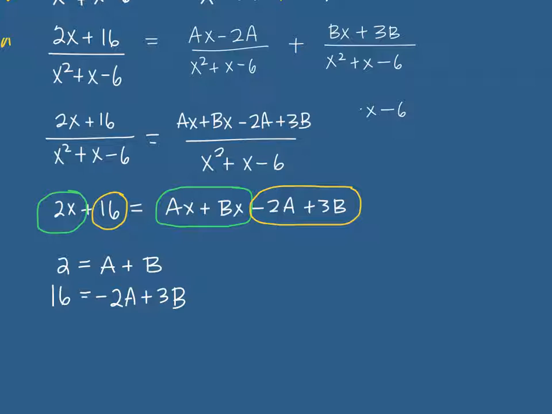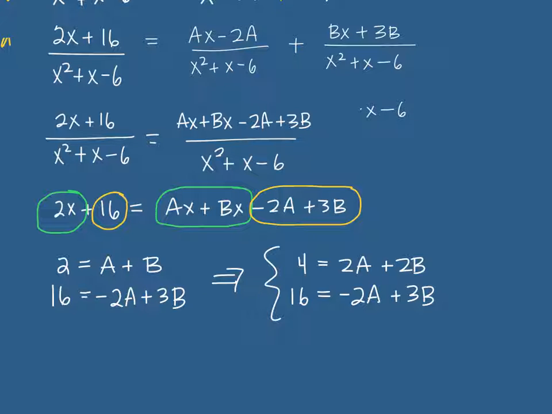So if I was going to do this as an elimination problem, I would double the top equation. And the top equation would give me 4 equals 2a plus 2b. And the bottom equation would stay the same. And the reason I would double it would be for what purpose? If I double it, what would happen? The a's will cancel out. And so if I double the top equation, the a's will cancel out.